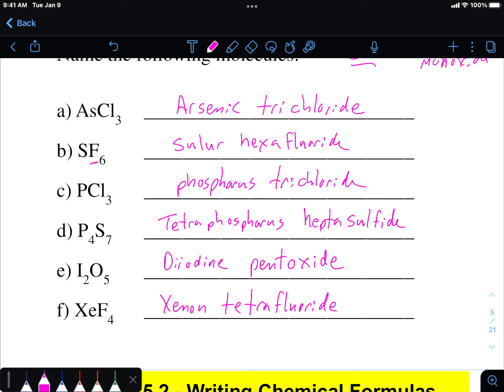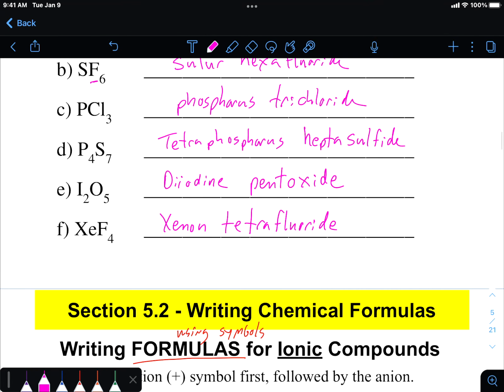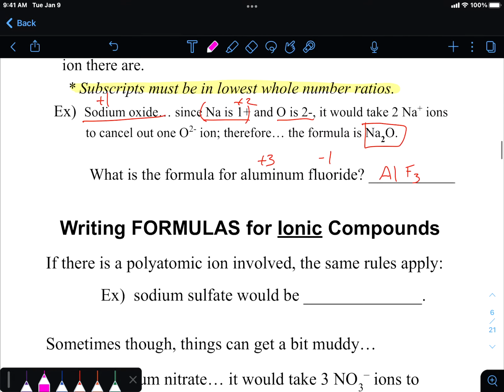Okay. So naming molecular compounds, when they're all nonmetals, this flows a lot faster because you don't have to look up any charges. You don't have to make sure things cancel. You just literally look at the subscript and you just write the right subscript. Okay? All right. So we covered that part.